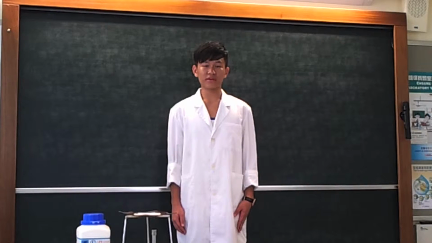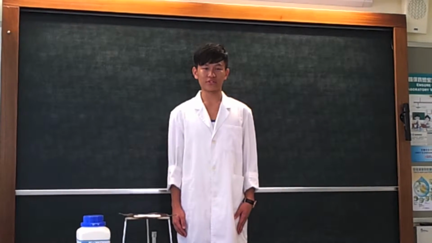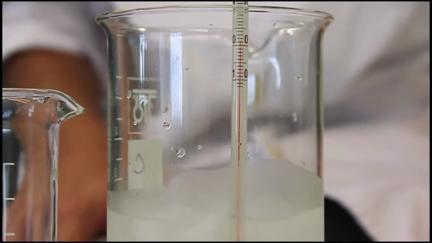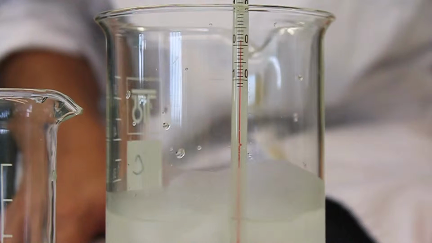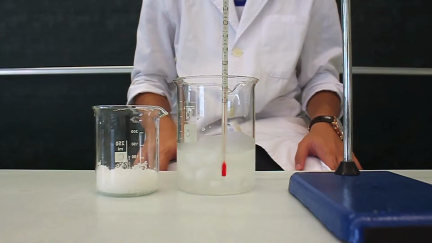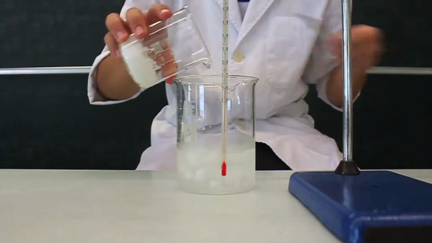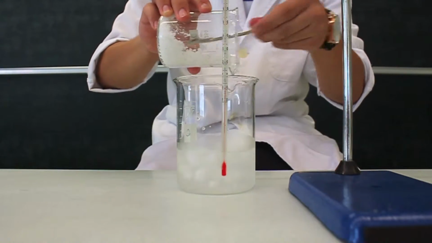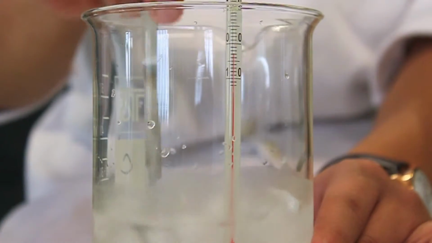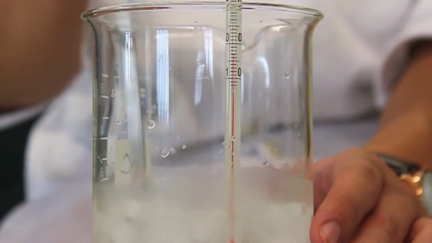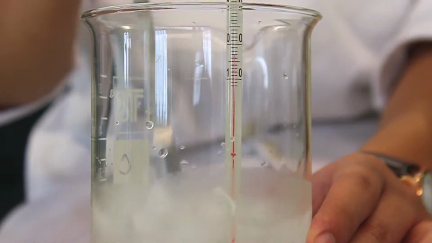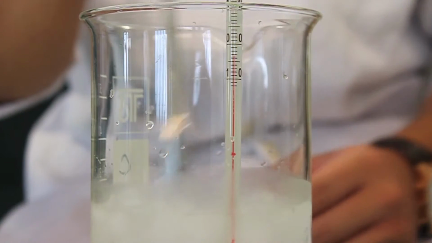How about we demonstrate this process once again in our school laboratory. Initially, the temperature of the ice water is 1 degree Celsius. Now, we are going to add some salt, which is sodium chloride, into the ice water. After stirring, it is found that the final temperature is -4 degrees Celsius, proving that it is an endothermic process.